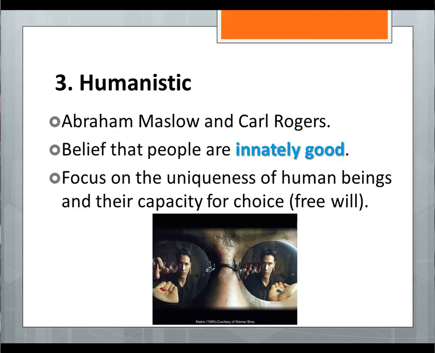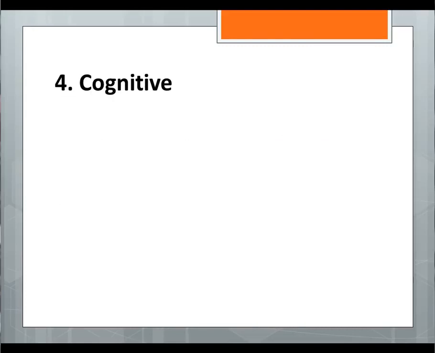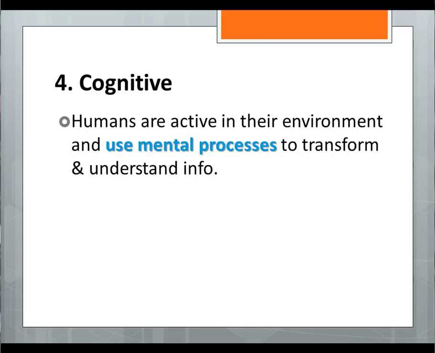From a humanist perspective, the cognitive psychologists next said, well, I want to focus a little bit more on how people think, how people remember, how people store and use information. So for cognitive psychologists, or the cognitive perspective, humans are active in their environment. And what do I mean by active? We don't just sit there and let things happen to us. We actually interact and engage in our environment to learn more. And then we use these mental processes, such as thinking, problem solving, decision making, to transform and understand that information.